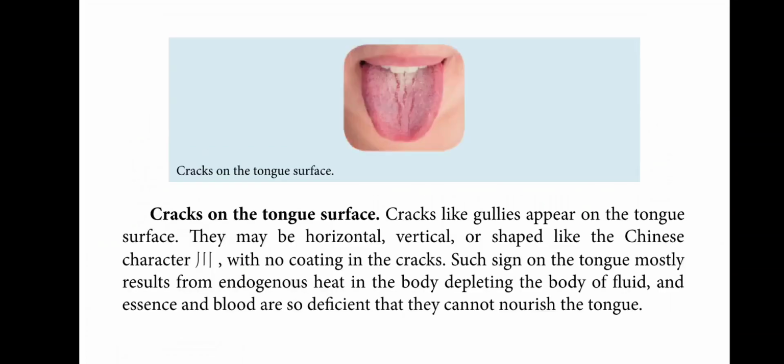Cracks like gullies appear on the tongue surface. They may be horizontal, vertical, or shaped like the Chinese character, with no coating in the cracks. Such a sign on the tongue mostly results from endogenous heat in the body, depleting the body of fluid, and essence and blood are so deficient that they cannot nourish the tongue.